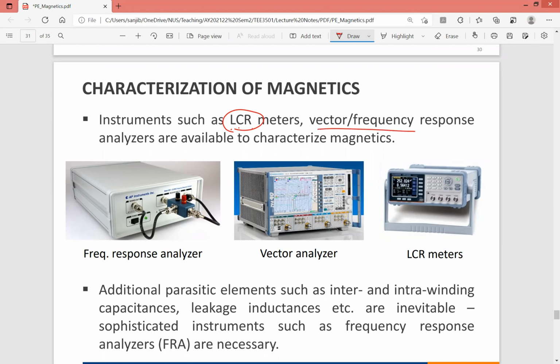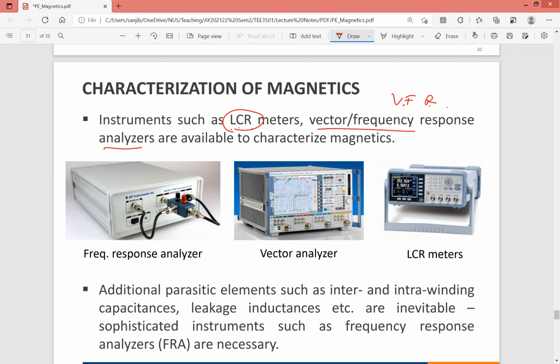Then you have vector frequency response analyzers, VFR analyzers. Frequency analyzers vary the input, a sine wave at different frequencies, and observe the output to input characteristics. So they basically give the frequency response of the particular element.